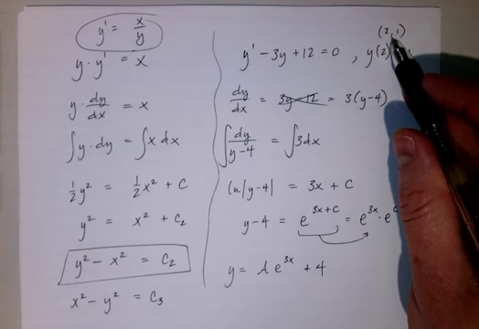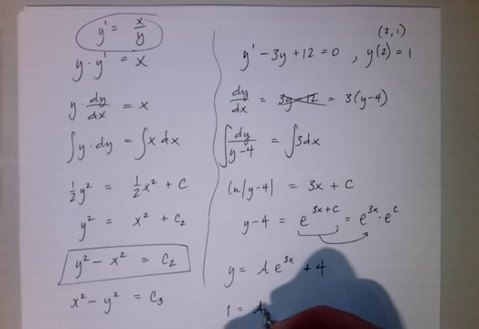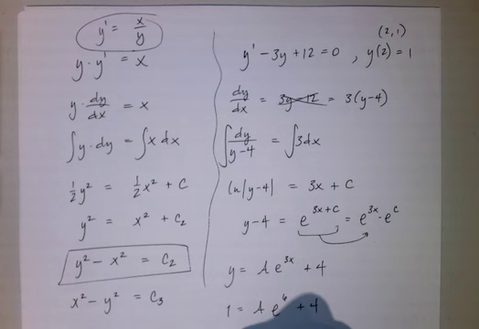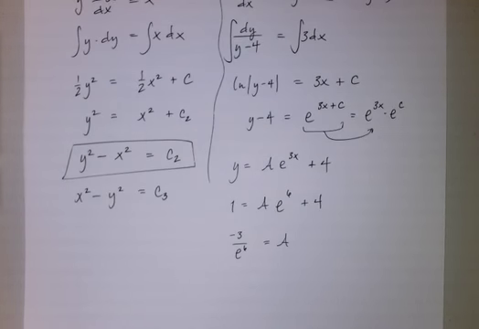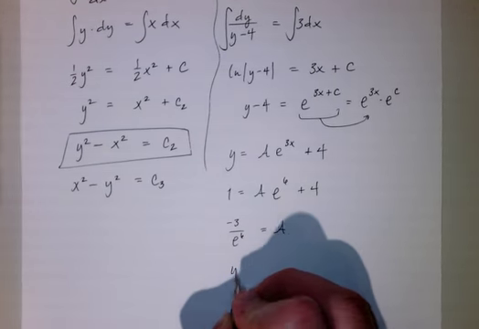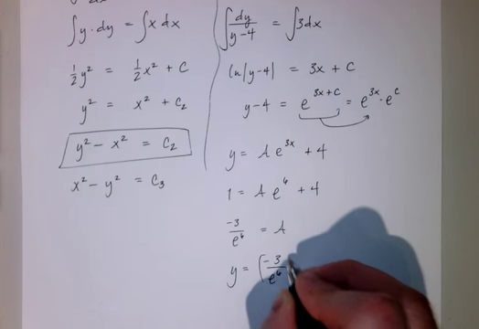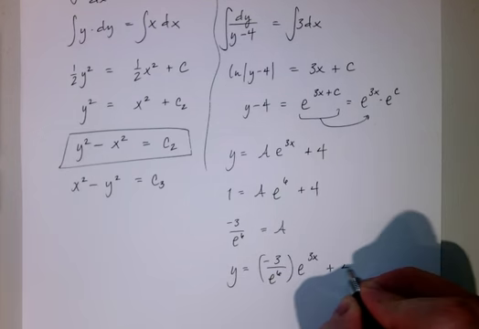Okay, (2, 1). Well, if that's the case, 1 is equal to a times e to the 6, plus 4. Then, if I subtract 4 from both sides, a winds up being negative 3 over e to the 6, and that's equal to a. Oh, sorry. There you go. Solve for a. And so y is equal to negative 3 e to the 6th times e to the 3x, plus 4.